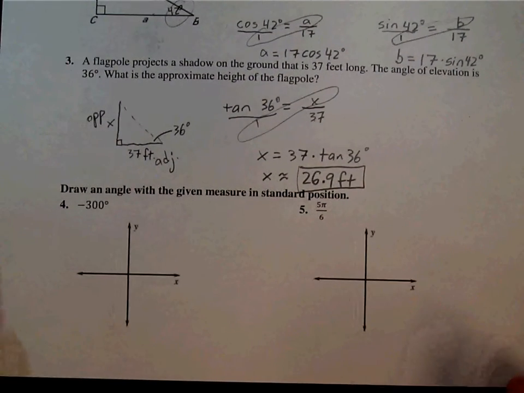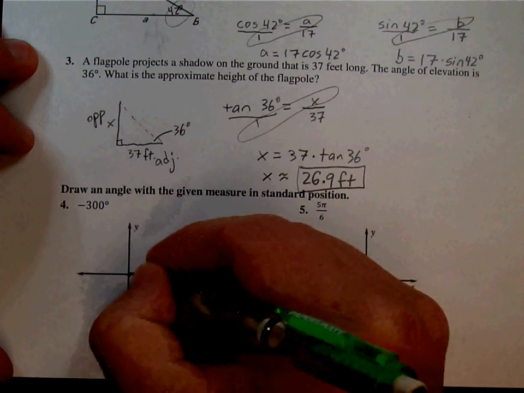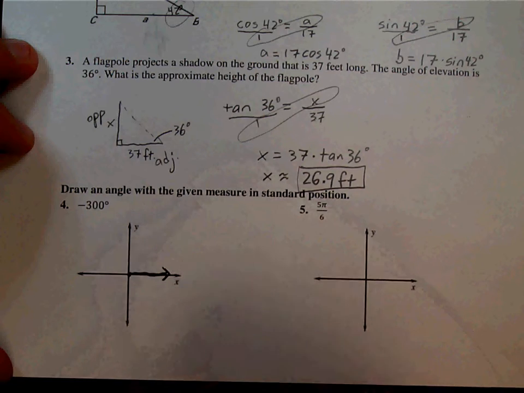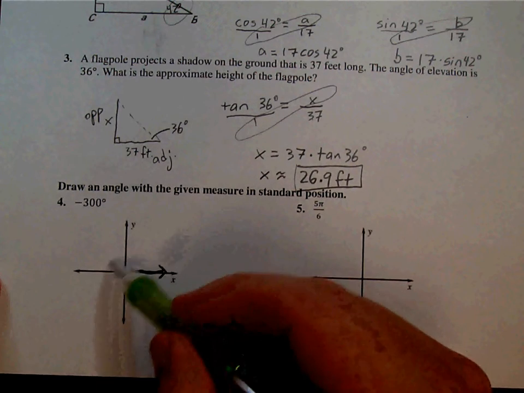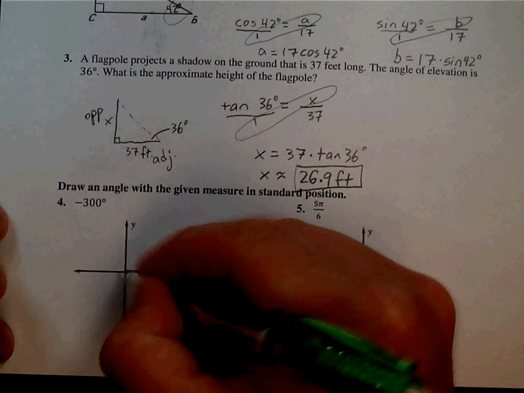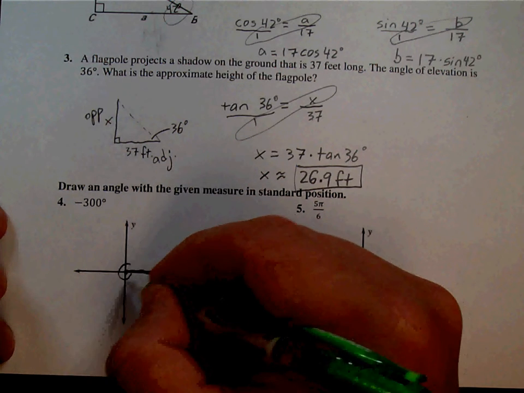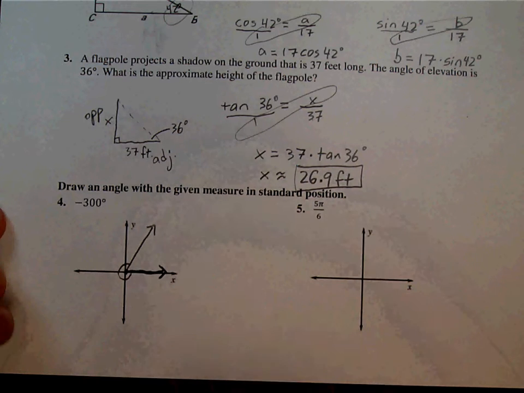Now they want us to draw in standard position. When you draw in standard position, the initial side starts on the x-axis, the positive side of the origin, and we have to go negative. If it was positive, we go counterclockwise. This is negative, so I have to go clockwise, 300 degrees. So I go 270, and then 30 more than that. So it puts me about right there.